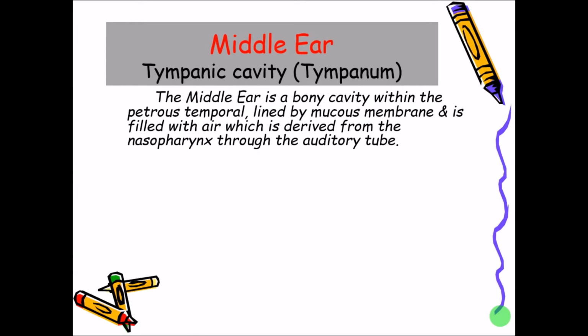If you see the cavity of the middle ear, it is lined by mucous membrane and filled with air, which is derived from the nasopharynx through the auditory tube. So the middle ear is not a totally closed cavity; it communicates with the nasopharynx through the auditory tube, also called the eustachian tube. This cavity is present within the petrous part of the temporal bone, lined by mucous membrane, and the air is coming from the nasopharynx.